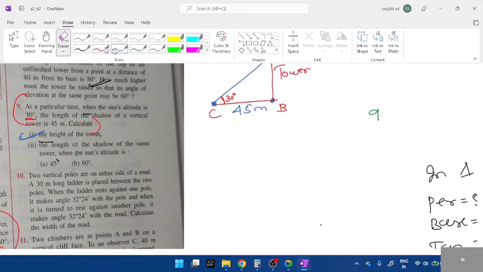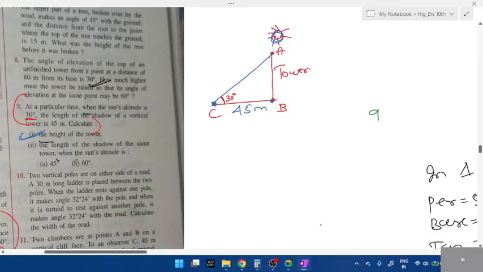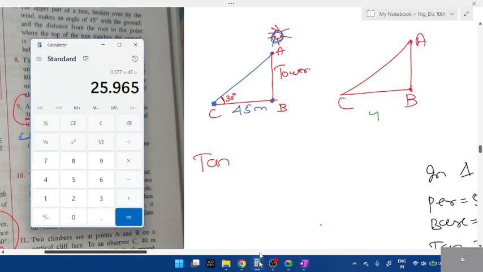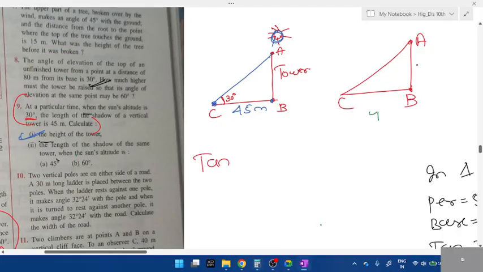Next, what is the second point given? The length of the shadow of the same tower when the altitude is 45. Everything is the same. The length of the shadow you have to find now, right? Now, the length of the shadow, what do we need to find? Which is the length of the shadow? CB. We found the tower's height, right? What was the tower's height we had? 25 point. Okay, this 25.96, I'll just keep it as the height of the tower.